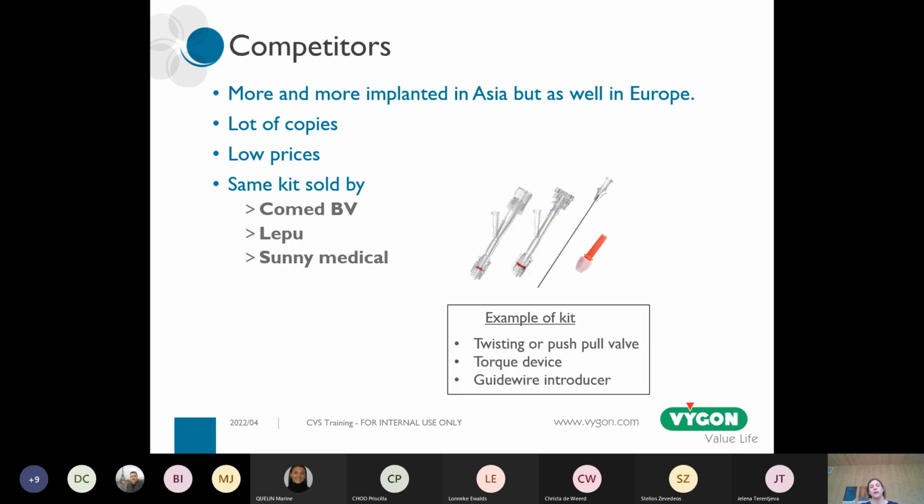And as I told you, there are a lot of other competitors, more and more implanted in Asia, but also in Europe. There are a lot of copies at low price. Some kits are sold by, for example, Comed, LePew, and Sony Medical. But at Vygon we have the chance to have a Y connector that is very ergonomic and simple to use. We have very good feedback from our customers, and they have been on the market for years.